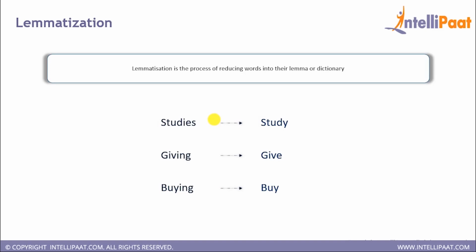Now, similar to stemming, we also have lemmatization. Lemmatization is the process of reducing words into their lemma or dictionary form. So the base form into which the word is converted should definitely have a meaning associated with it. Again, we have three cases. Studies is converted to study, which obviously has a meaning. Giving has been converted to give. Similarly, buying has been converted to buy. See that these three base words have meaning associated with them.